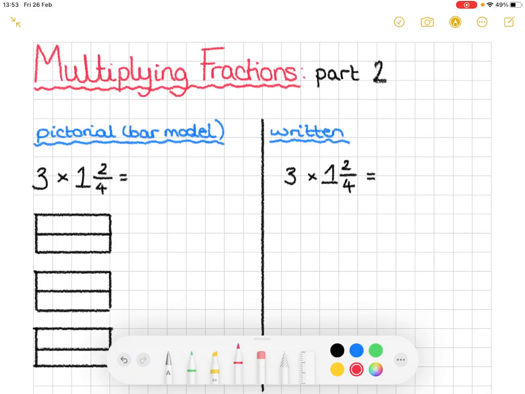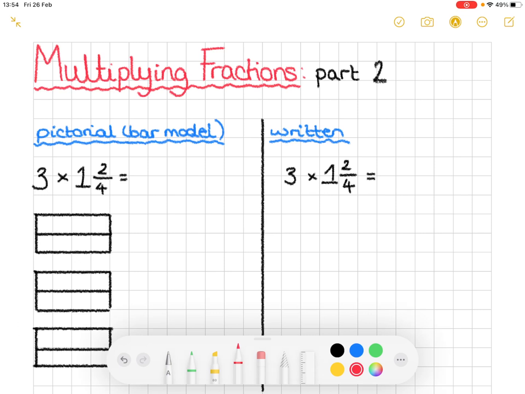In this video, I'm going to show you how to multiply fractions where we have a proper fraction. So we have a whole number, a whole part plus a fraction. So today's number sentence is 3 times 1 and 2/4.